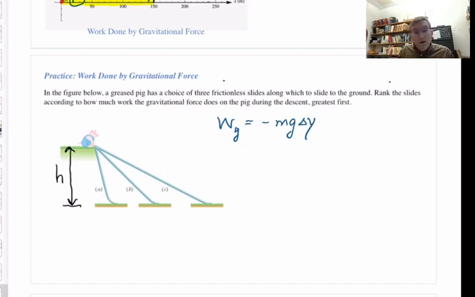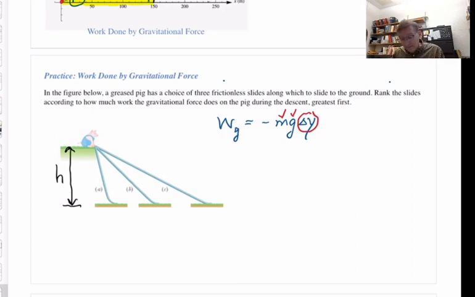Well, it's the same pig, right? So in all 3 cases, it's the same m. All these experiments are done on Earth, so in all 3 cases, it's the same g, whether this pig goes down slide A, or slide B, or slide C. So it's all going to boil down to how the delta y's compare. It's not immediately clear, because the slides have rather different shapes. Slide A is very steep. Slide C is kind of shallow going down, and slide B is in between.